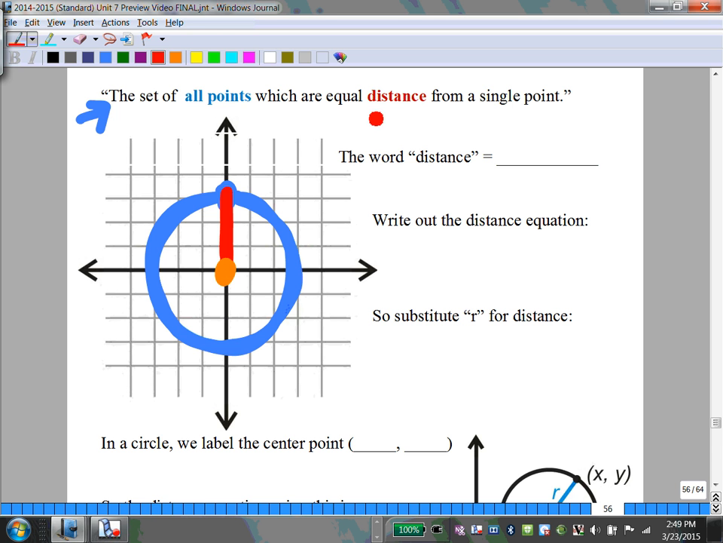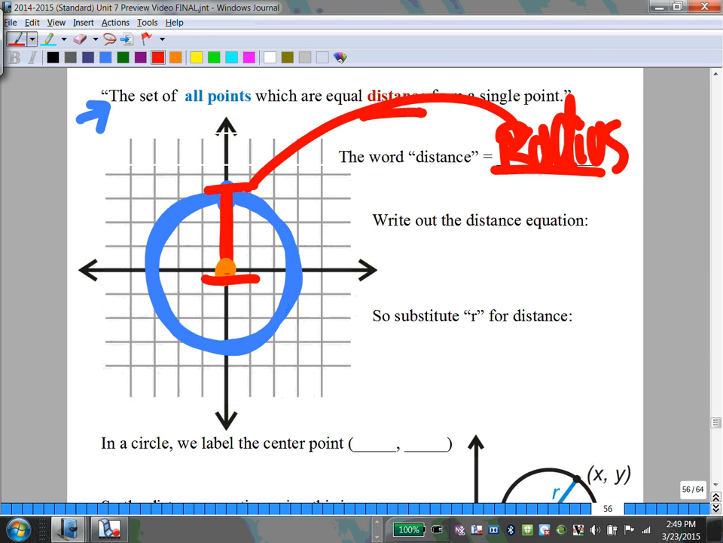When I said the word distance, what did we actually trace? I'd like you to fill that word out right there. Katie, what is it? Radius. You should have noticed that the word distance is actually the radius of a circle. So somehow we're going to interchange the word radius and distance.